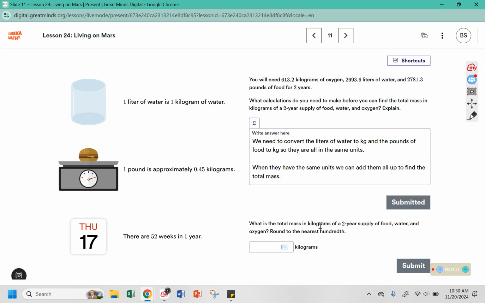Okay, so what is the total mass in kilograms of a 2-year supply of food, water, and oxygen? Round to the nearest hundredth. So we already have kilograms of oxygen. The liters, 1 liter is 1 kilogram, so this is just kilograms. But the pounds we do need to convert. So we're going to multiply 2,781.3 by 0.45.